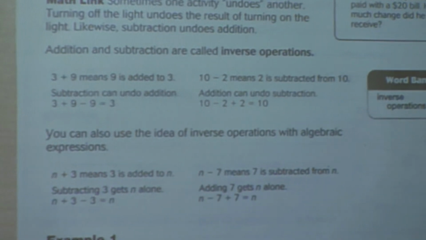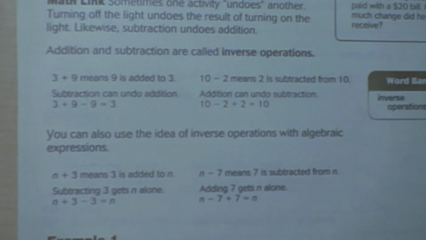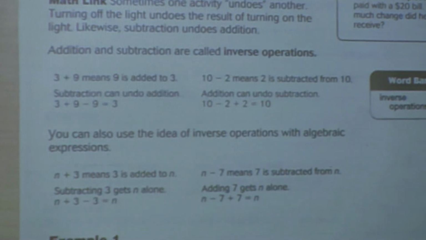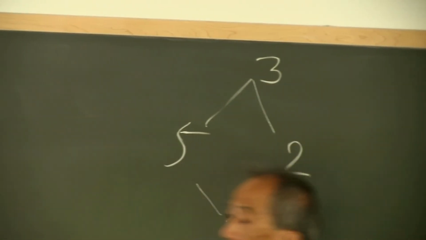Using that, I give you a number, 5, and a second number, 2. You add, you get 7, right? You subtract, what do you get? 3. So in what way is there an inverse?